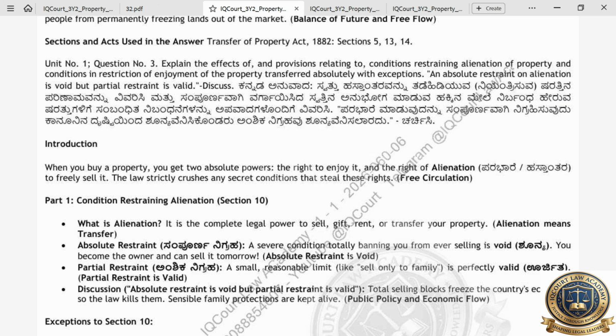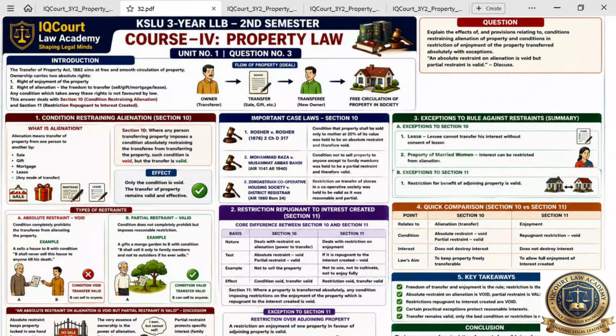That's what Section 10 says. This is very, very important. You will get it for the problems, also theory, a very, very important question. See, once you sold the property, you can't put a restriction that you can't sell it to another person. Like A sells the property to B with the condition that B shall never sell this property until his death. Like that, he can't put the condition.